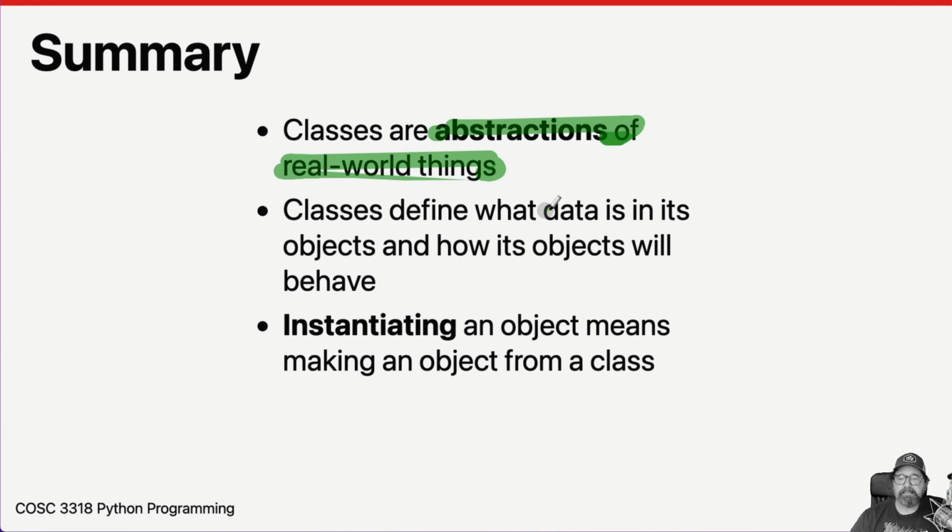Then classes define the data and how its objects will behave. And those are the methods, okay? So the data are the data attributes that we put on self, and the behavior is the functions, the methods that we define on that class. And then finally, instantiating an object means creating an object using the initializer of that class.